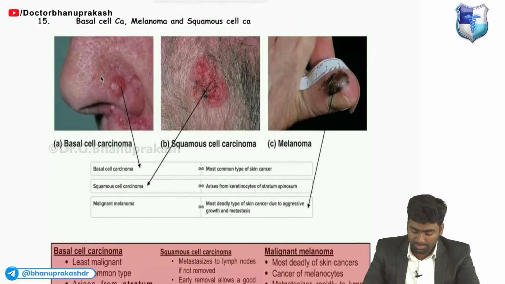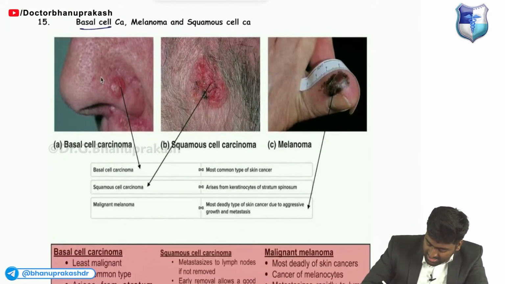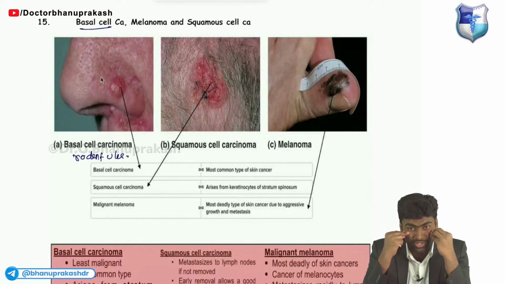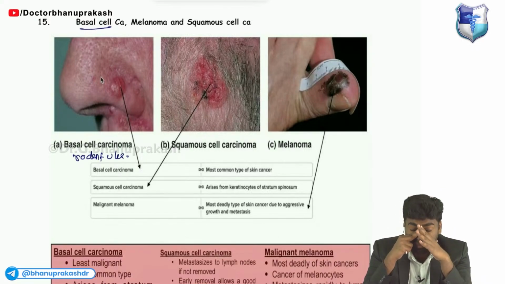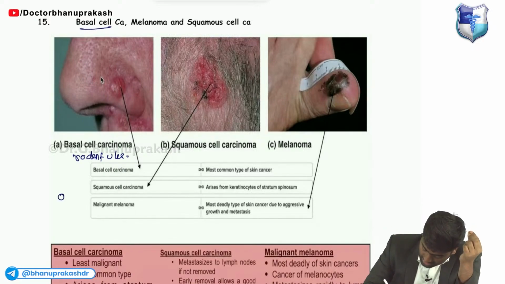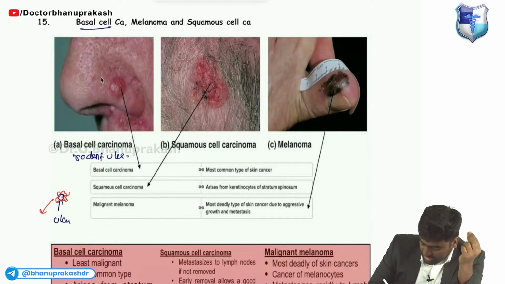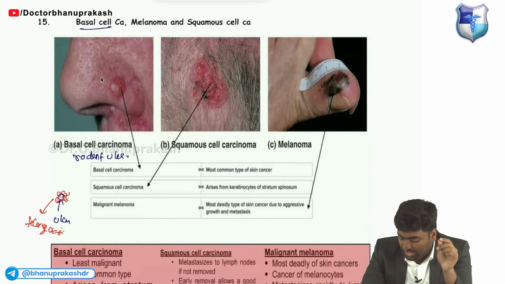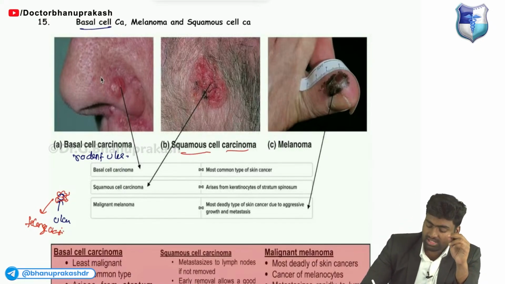Next, if you see this basal cell carcinoma, also known as rodent ulcer. This rodent ulcer is most commonly seen around areas where there is more exposure to the sun. It can occur near the ear lobe, around this nasal area as well. There you will see a central ulcer, followed by dilatation of the vessels, which are known as telangiectasia. Remember, there will be ulcer along with this telangiectasia.